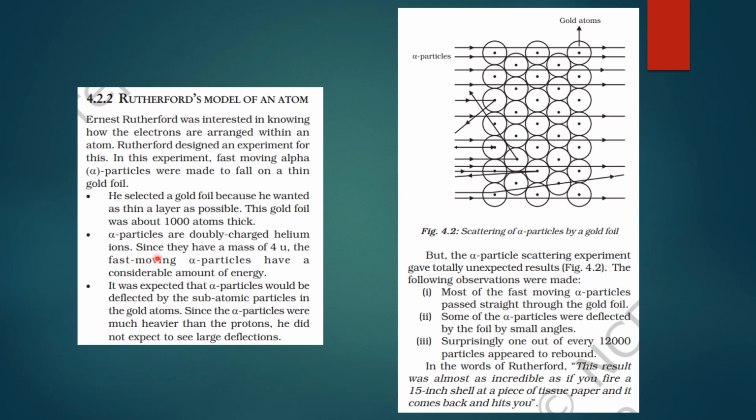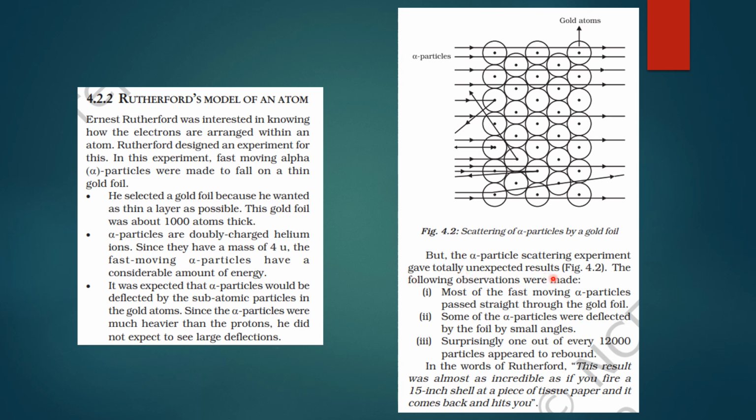ठीक है, since they have a mass of 4 units, the fast moving alpha particles have a considerable amount of energy. ठीक है, and it was expected that alpha particles would be deflected by the subatomic particles in the gold atoms, right. Since alpha particles were much heavier than the protons, he did not expect to see large deflections. Okay. बट जो रिजल्ट्स थे दे वर टोटली अनएक्सपेक्टेड रिजल्ट्स.